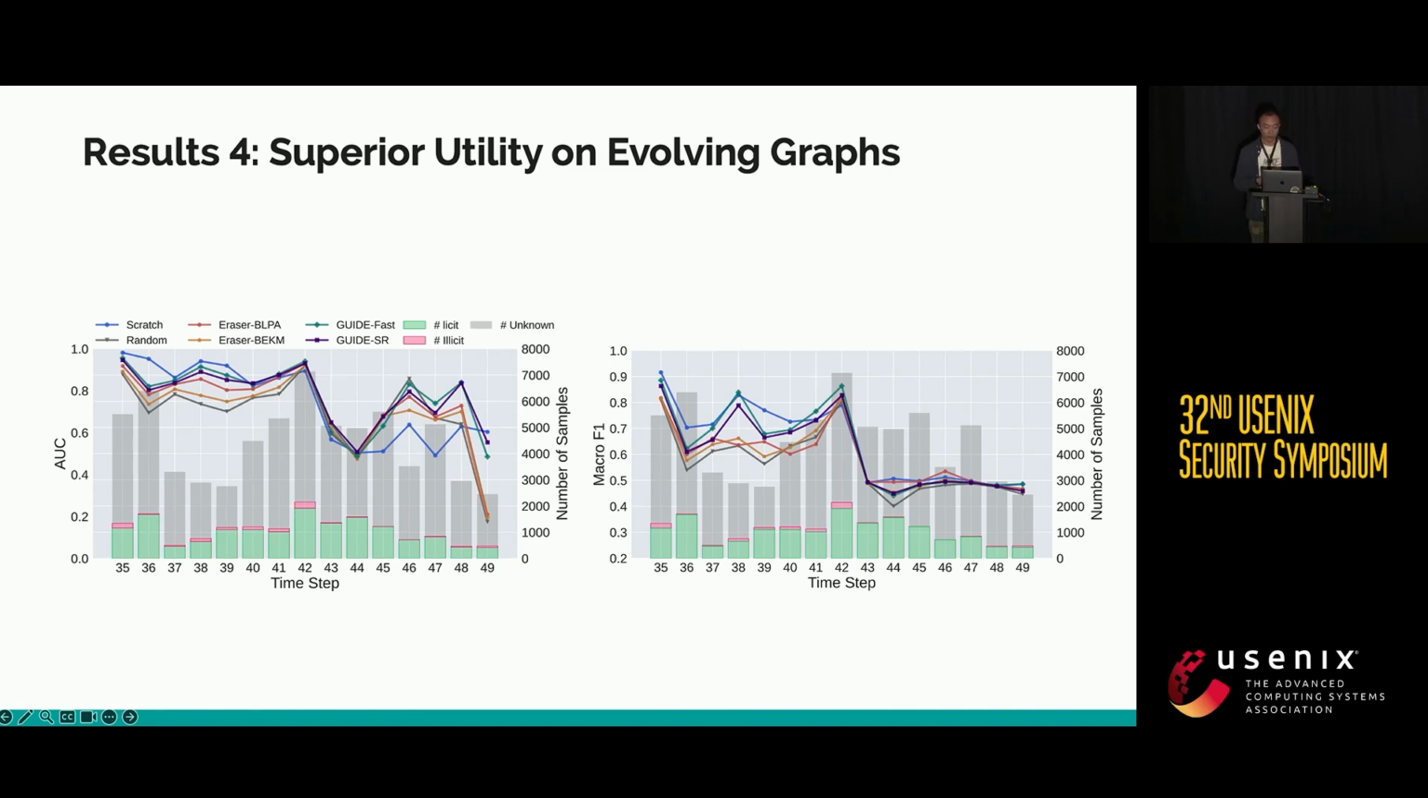And GUIDE performed very close to scratch for 2 metrics during the first 8 time steps, and there is also a clear performance gap between GUIDE and the others. During the last 7 time steps, all methods provide similar macro F1 scores due to the very limited illicit samples in the test graph, while our framework can still produce higher AUC scores than other methods.